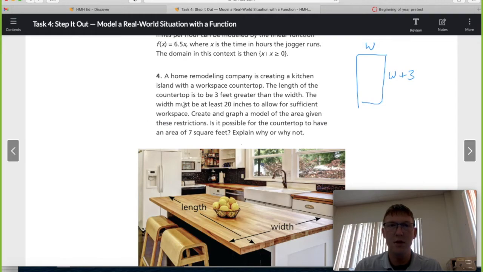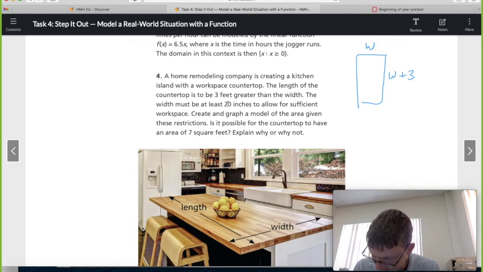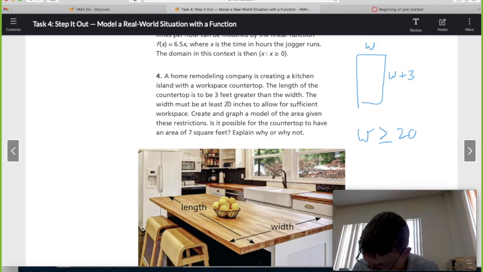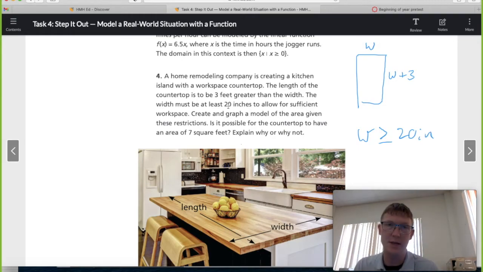The width must be at least 20 inches. So the width must be greater than or equal to 20 inches to allow for sufficient workspace. If this rectangle were super, super thin, you're not going to be able to do anything on it. So create and graph a model of the area function given these restrictions. Is it possible with the countertop to have an area of 7 square feet? Explain why or why not.